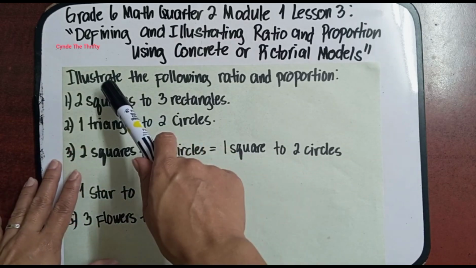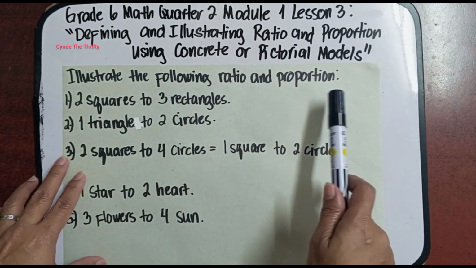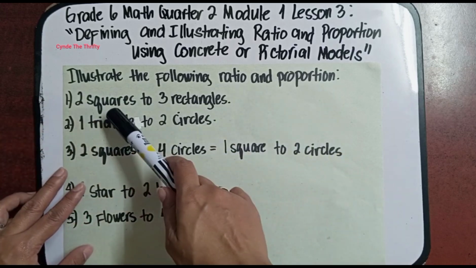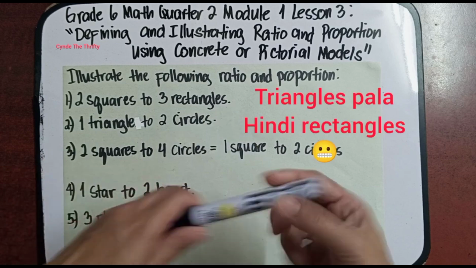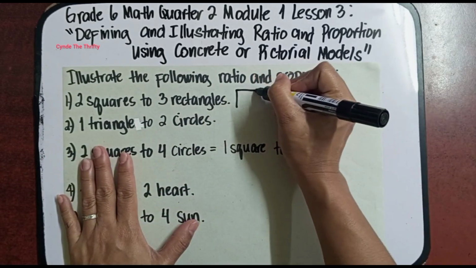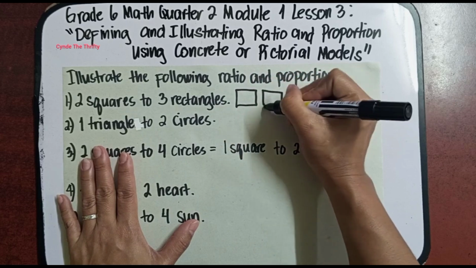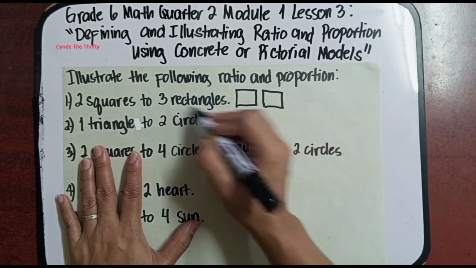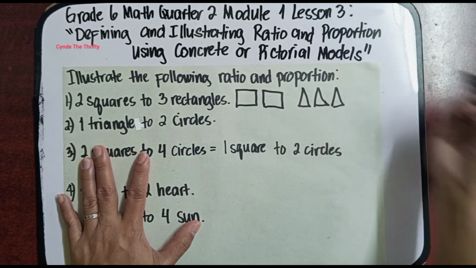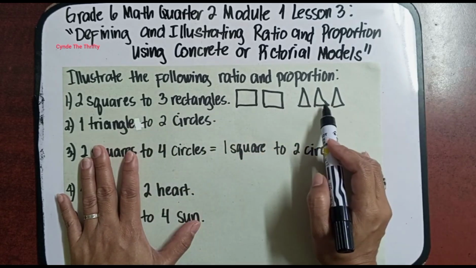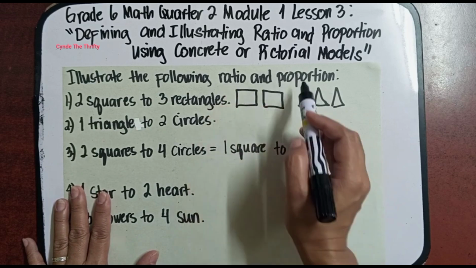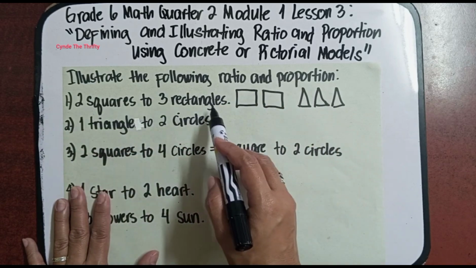Ngayon, ang gagawin natin, illustrate the following ratio and proportion. So, i-illustrate natin siya gamit ang concrete or pictorial models. Number 1, 2 squares to 3 triangles. So, paano natin siya i-illustrate? Mag-drawing tayo ng dalawang squares. 2 squares. Yan, yun ang squares natin. 2 squares to 3 triangles. Tatlong triangles. Okay. Ayan. So, 2 squares is to 3 triangles. So, ganito ang pag-drawing natin sa pag-illustrate ng ratio and proportion sa ating 2 squares to 3 triangles.